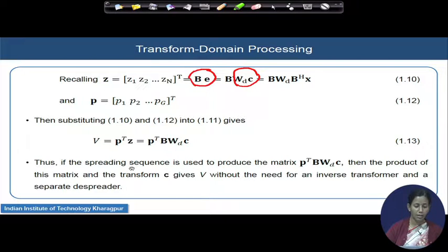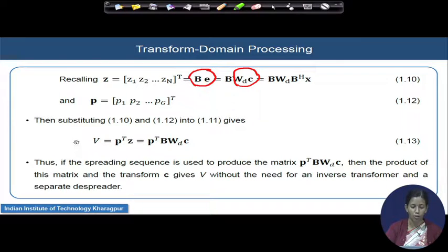So, when this kind of situation happens, the spreading sequence is taking care of producing the matrix which is actually required for the final decision. Hence, in practice, once this kind of transmission is going on, the product of this whole matrix with the transform C gives this V back. This decision is now taken without the inverse transformer and a separate despreader requirement. You can actually delete them completely.